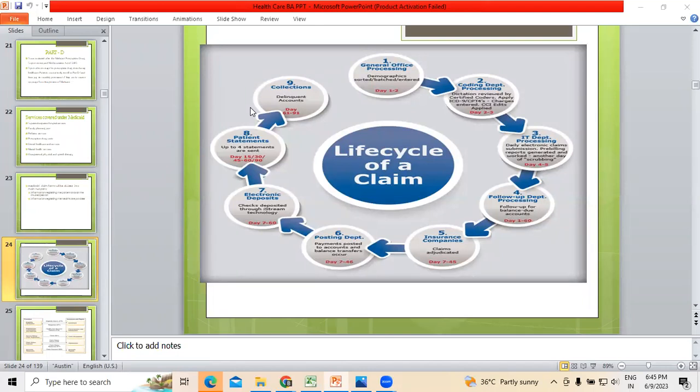Okay. So this is what generally the life cycle of a claim is all about. In the previous session, we discussed the HIPAA rules and regulations, followed by the kind of standards of HIPAA. Wherein this is completely a life cycle of a claim.